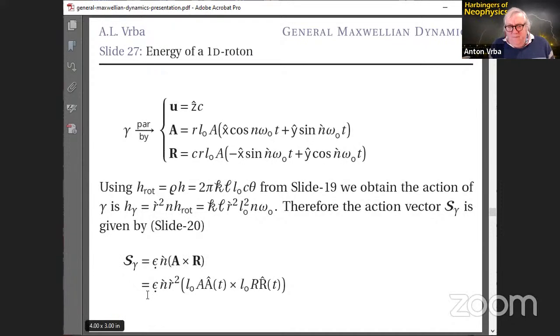This expands into epsilon 0 n times r. R, instead of having this as a unit length, I make it longer. In other words, if r increases, the action increases with a square, and the rotary action increases proportionally with the frequency.